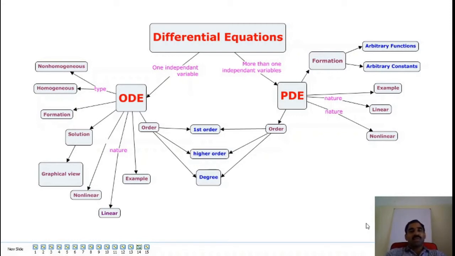In the case of ordinary differential equation, we can form a differential equation from a given geometrical condition by eliminating arbitrary constants only. But in the case of partial differential equation, from a given condition involving dependent variable and independent variables, we can form the differential equation either by eliminating the arbitrary constants or by eliminating arbitrary functions.